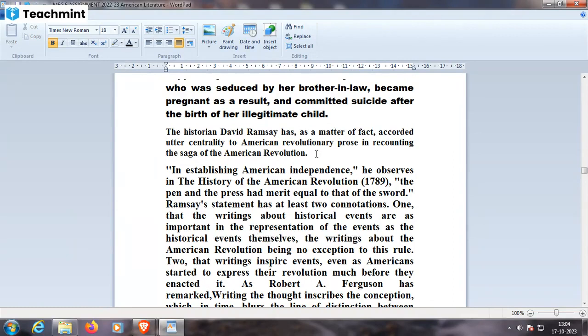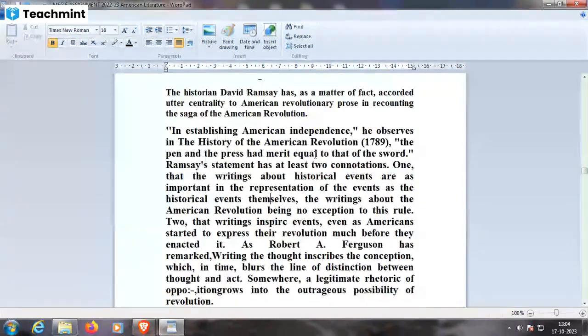being no exception to this rule. Two, that writing inspires events. This is absolutely true. Americans started to express the revolution much before they enacted it. As Robert A. Ferguson has remarked, writing the thought inscribed the conception, which in turn blurs the line of distinction between thought and act.